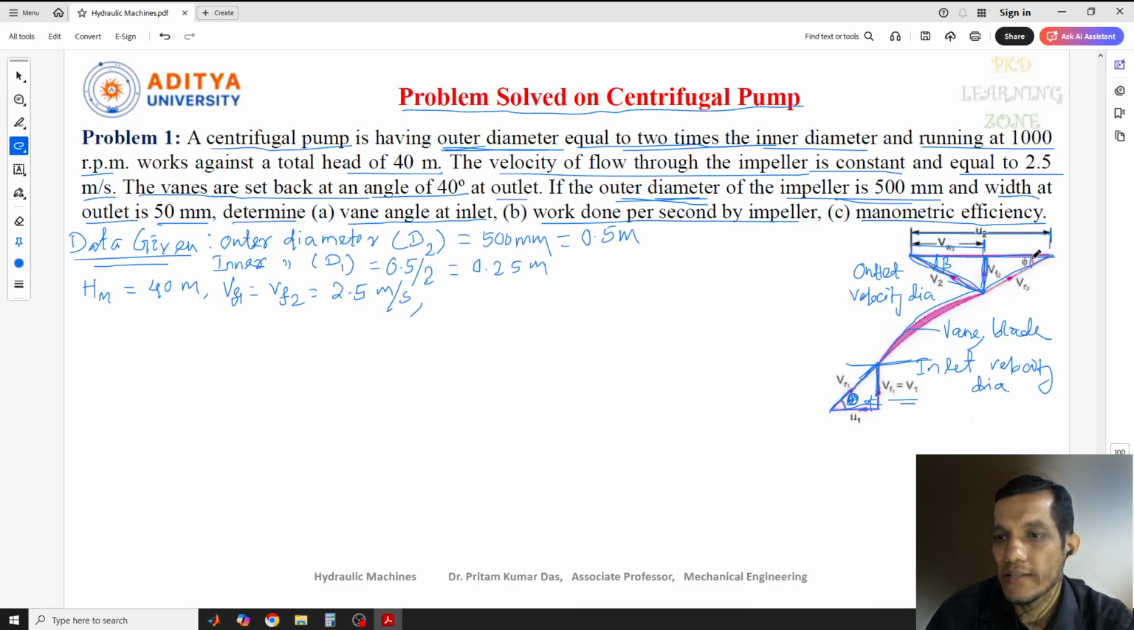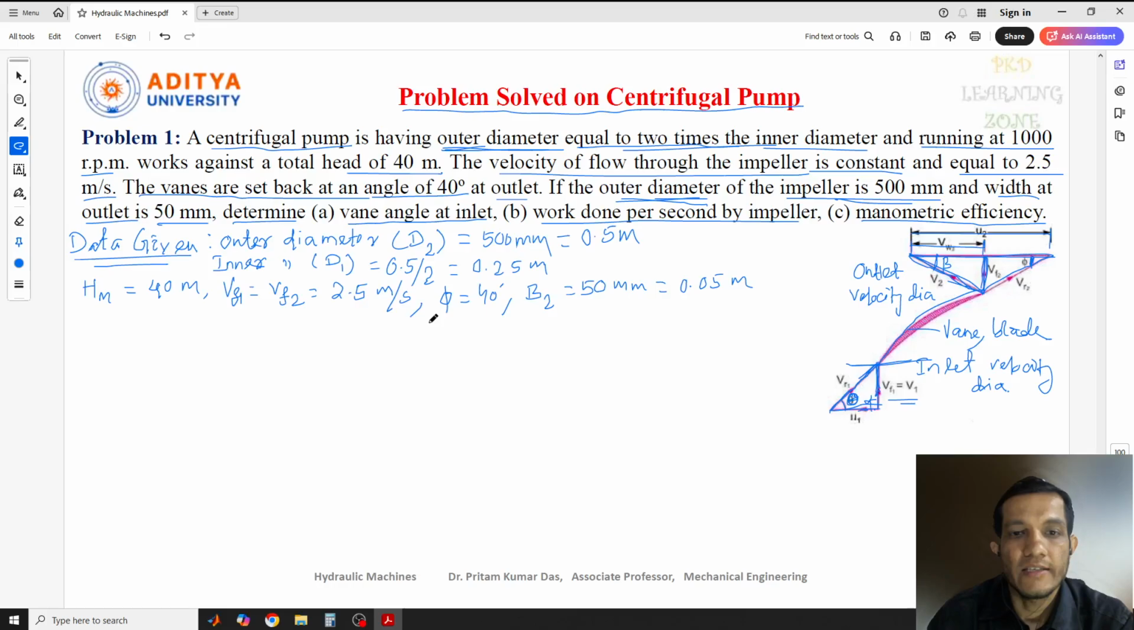So at outlet condition, the vane angle is this one, phi. So let's consider phi equal to 40 degree. Width is also given, the width at the outlet condition. Width we mark as B, at inlet condition B1, at outlet condition B2. This is 50 millimeter, and again we can write it in meter, 0.05 meter.